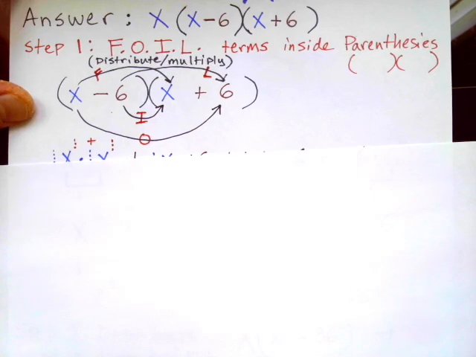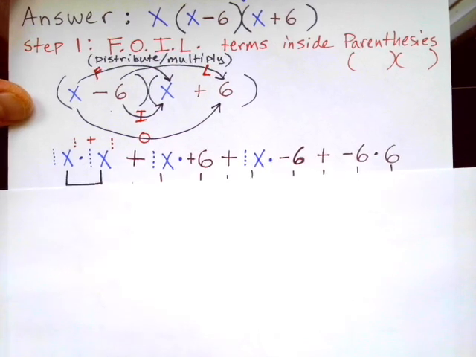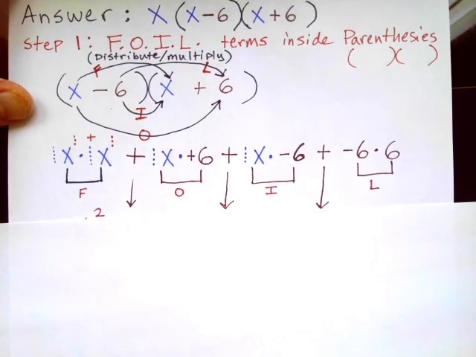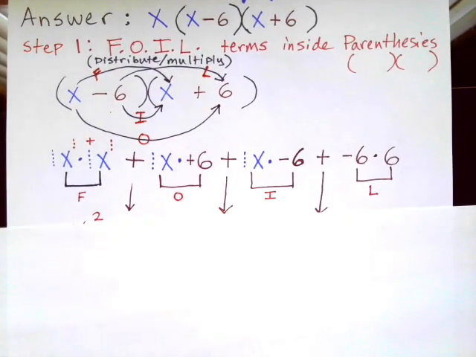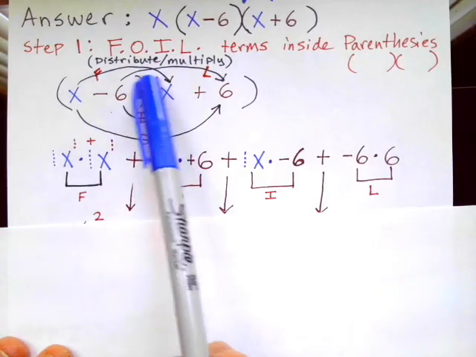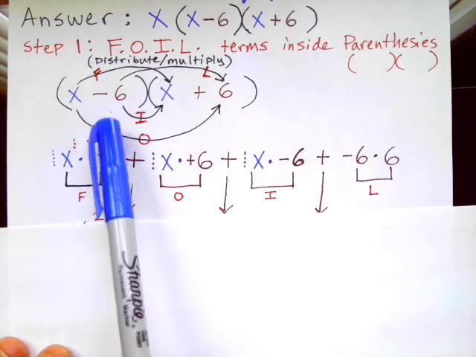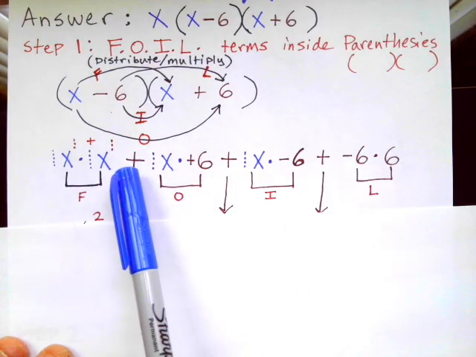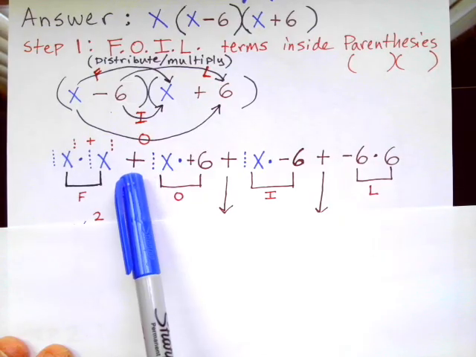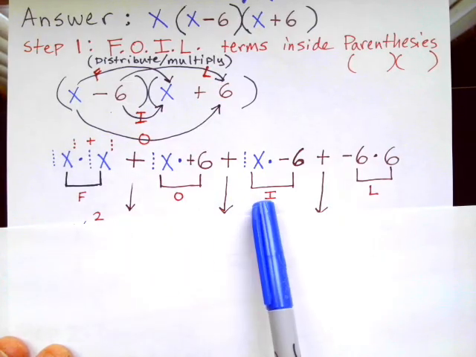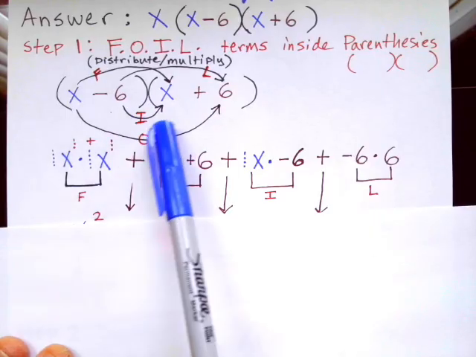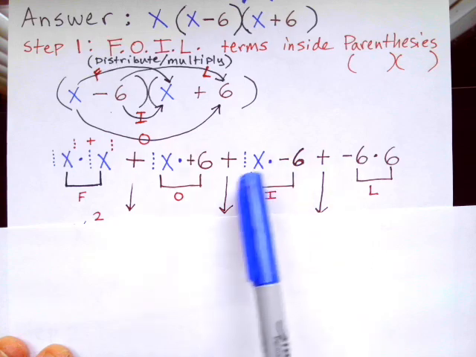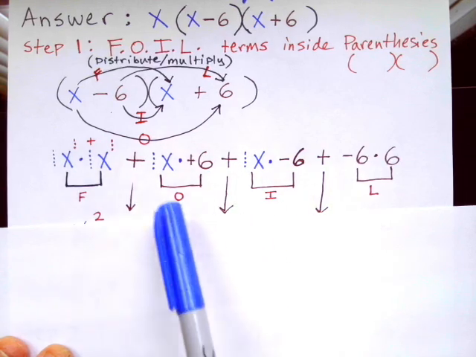All right, let me show you the FOIL as we move forward. In this next portion of step one, I'm showing you all the arrows. x times x, x times positive 6. I'm separating each of the terms that we're multiplying with a plus. Inner terms, negative 6 times the x, or 1x times negative 6. You can do it either way. Again, I'm separating these terms with a plus.